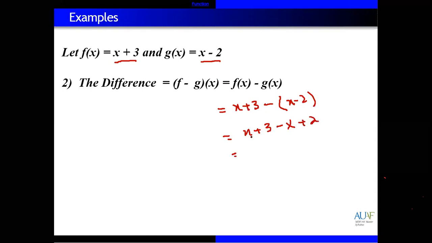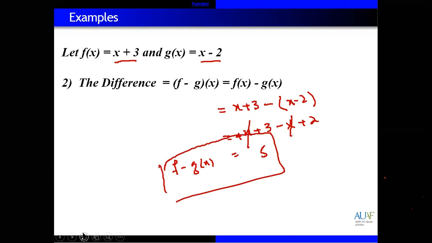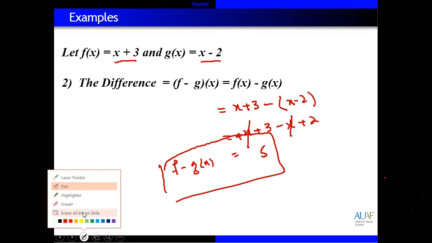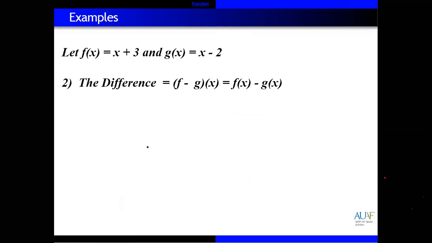So now you can simplify. We have plus x and minus x, these both are cancelled. So 3 plus 2 is equal to what? 3 plus 2 is equal to 5. So subtraction of two functions, f minus g of x, is equal to 5. Same if we have more complicated functions, we can simplify and subtract the same way.